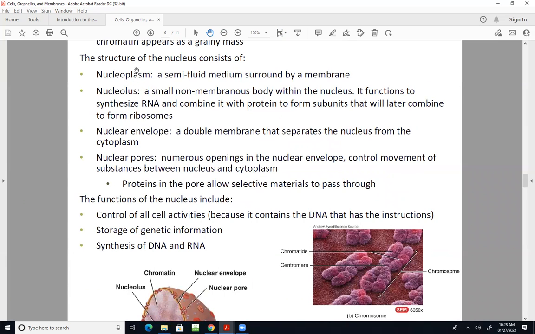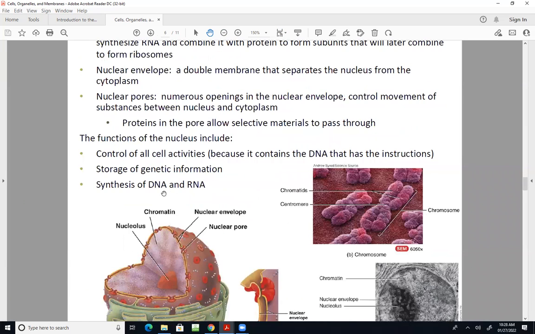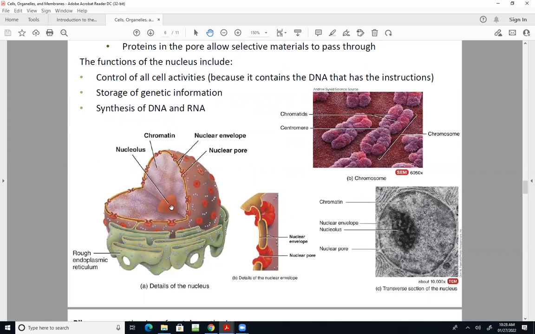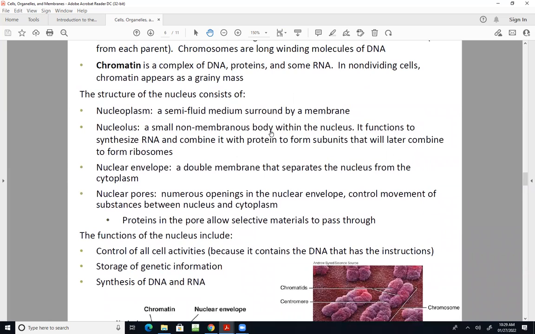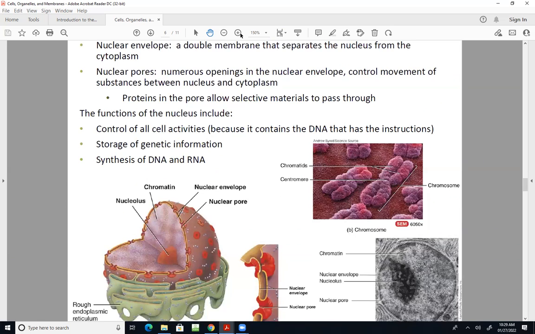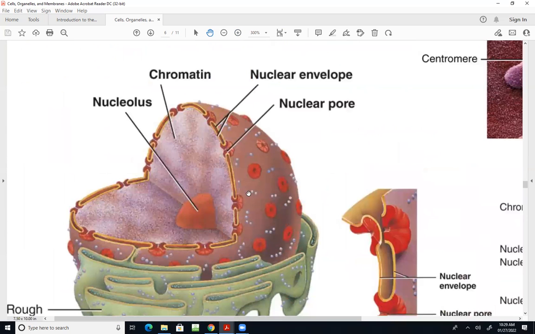Now, I haven't talked about this yet, but towards the center of the nucleus is almost like a separate organelle. It's called the nucleolus. The nucleolus is a small non-membranous body within the nucleus. So in other words, it doesn't have a membrane around it. But its job is to synthesize RNA, which is then going to combine with proteins to form subunits that we will call ribosomes, that we're going to talk about on the next page. And that's what these little dots are. But essentially, the nucleolus is where we make RNA.